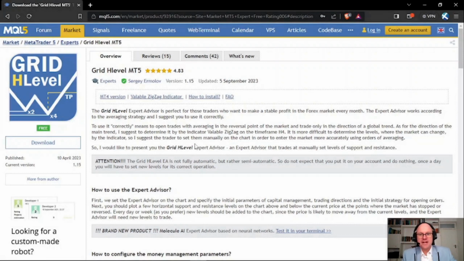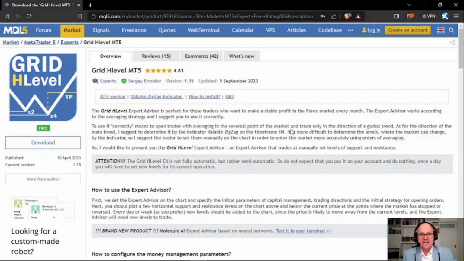description. Now, the Grid H Level for MT5 currently has a 4.83 rating on the MQL website and is available for both MetaTrader 4 and MetaTrader 5. Now, it is very important to note that this expert advisor is not fully automatic, but rather a semi-automatic system. And the way that it's been intended to be used is to use an averaging strategy around important support and resistance zones. This means it opens trades with an averaging in the reversal points of the market and then trades in the direction of the overall global trend.